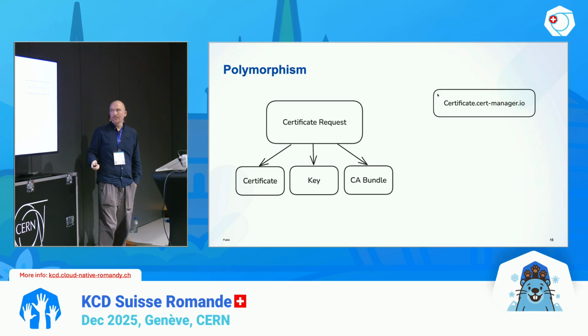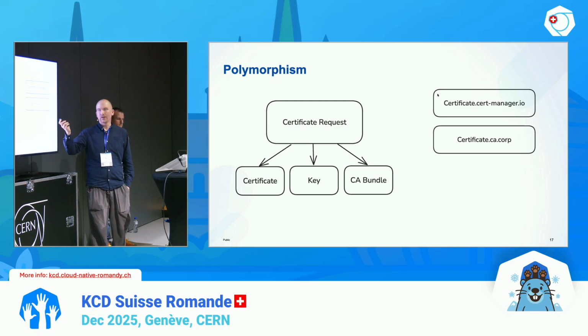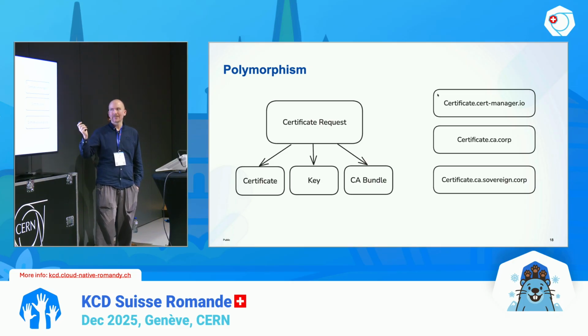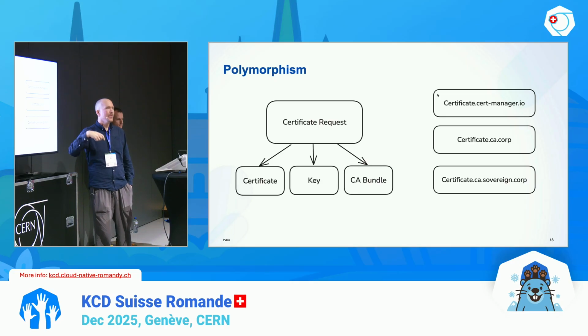Some of the solutions for this are, of course, Cert Manager, which is great. Then every larger organization has at least one CA tree where you can get certificates signed, and you need to choose these depending on where your application is deployed and depending on what the use case for your certificate is.